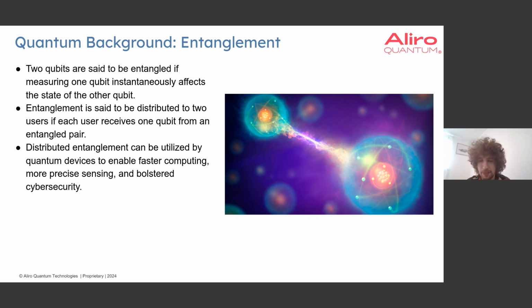Entanglement is said to be distributed between two users on a quantum network if each user receives a qubit from an entangled pair. The distributed entanglement can be used by the users to achieve things like faster computing, more precise sensing, bolstered cybersecurity, etc.